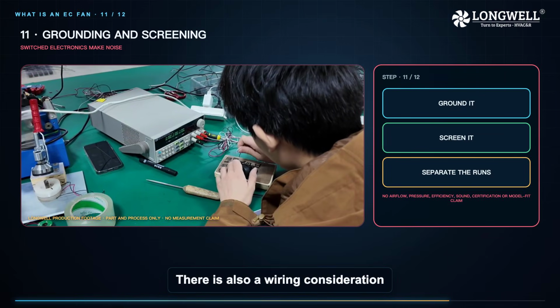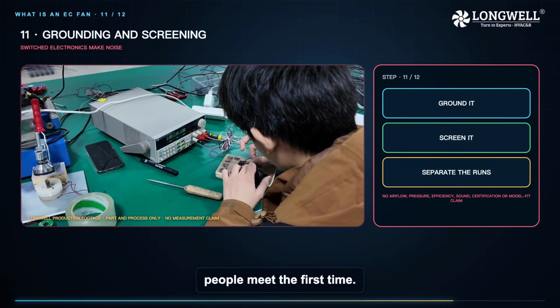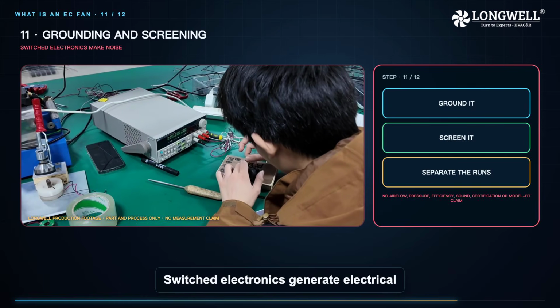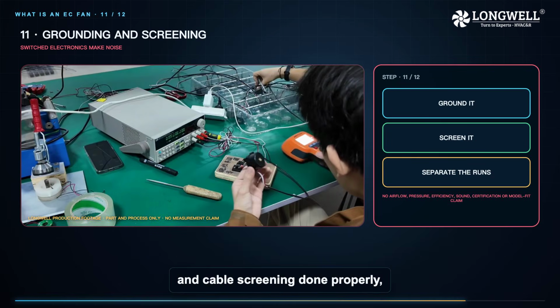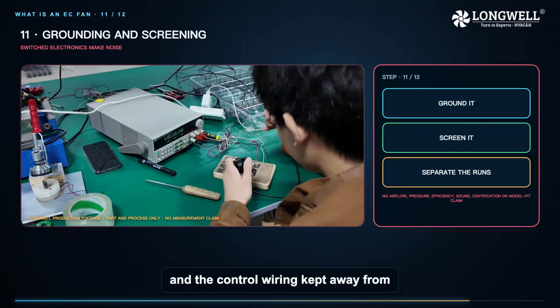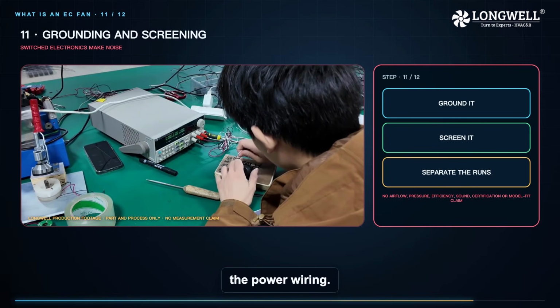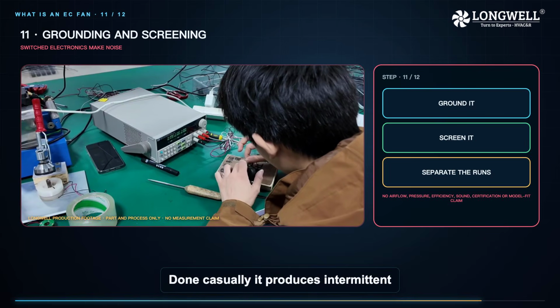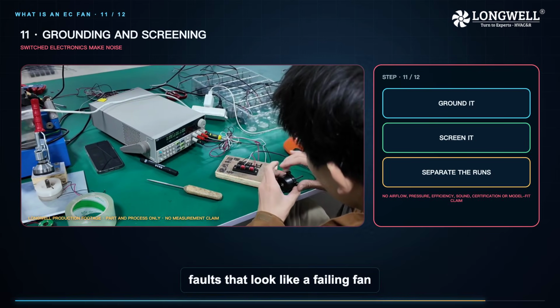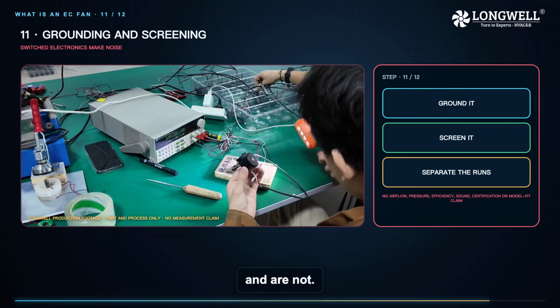There is also a wiring consideration people meet the first time. Switched electronics generate electrical noise, so EC fans need their grounding and cable screening done properly, and the control wiring kept away from the power wiring. Done right, this is a non-issue. Done casually, it produces intermittent faults that look like a failing fan and are not.